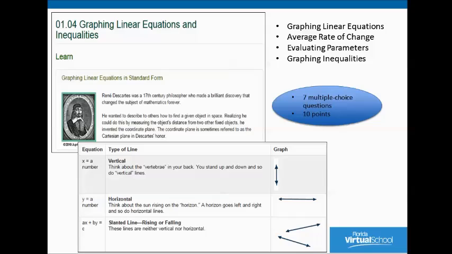And what they're learning in 1.04 are graphing linear equations, the average rate of change, evaluating parameters, and graphing inequalities. The assessment for 1.04 is 7 multiple choice questions, which is auto-graded, and it is worth 10 points.